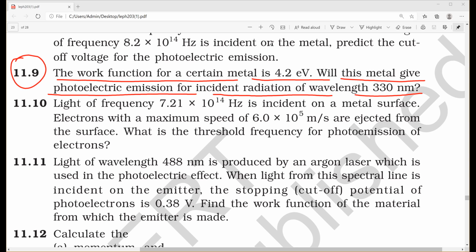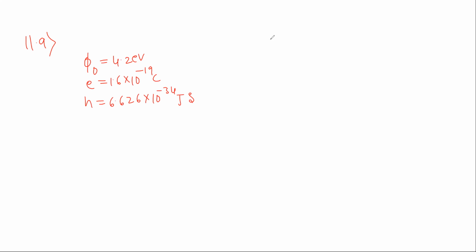11.9. So what have they asked in 11.9? First, what they have given: the work function of the metal. So phi naught is equal to 4.2 electron volt. Charge of the electron e is equal to 1.6 into 10 to the power of minus 19 coulomb. Planck's constant h is equal to 6.626 into 10 to the power of minus 34 joule second. Wavelength of the incident radiation lambda is equal to 330 nanometer. Converting it to meters, 330 into 10 to the power of minus 9 meter. Speed of light is equal to 3 into 10 to the power of 8 meter per second.